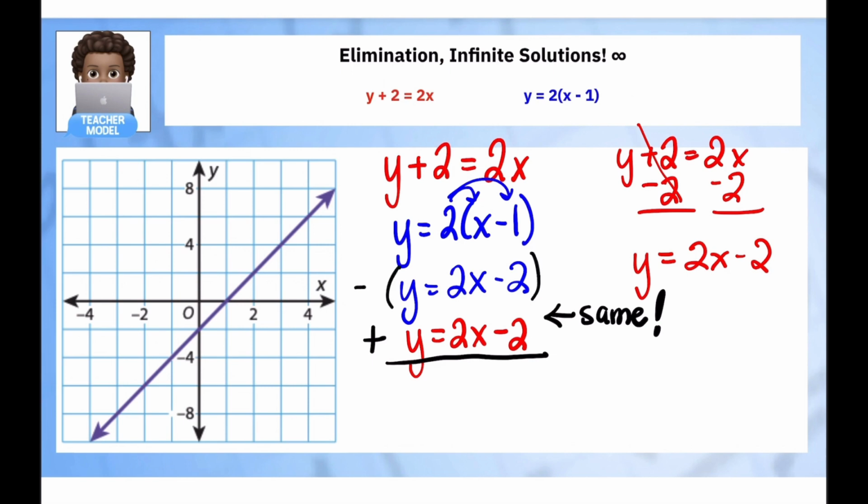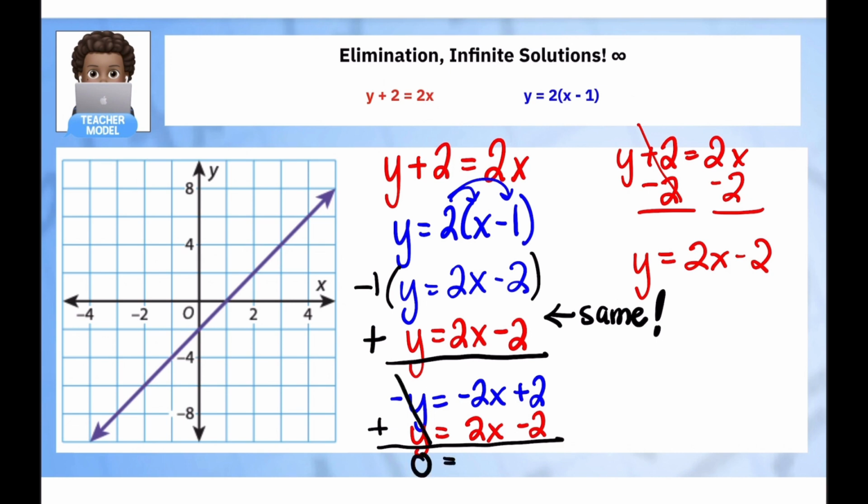All right, let's say we multiply this one by -1. Okay? Now what do I have as my equations? Now I have -y is equal to -2x plus 2. And I have y is equal to 2x minus 2. And when you add all of these up, what are you going to get? 0 is equal to 0 plus 0. So I end up with 0 equals 0, which is just like a reflection of itself. So this is my clue that this is infinite.